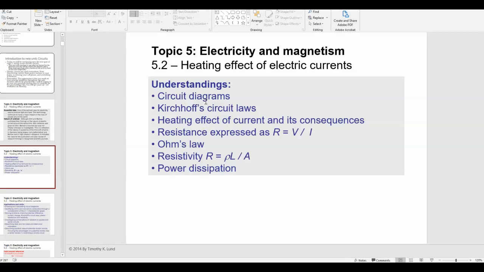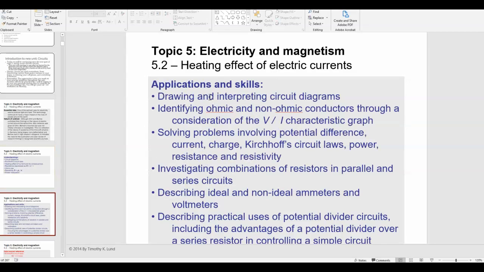Alright, so some of the things you need to understand in 5.2: how to draw and interpret circuit diagrams, Kirchhoff's circuit laws. That's probably the main part of this unit. Heating effect of current and its consequences. Resistance expressed as R equals V over I. Okay, that is actually a definition that you need to make sure that you know. Ohm's law and the idea of Ohm's law. Resistivity and power dissipation.